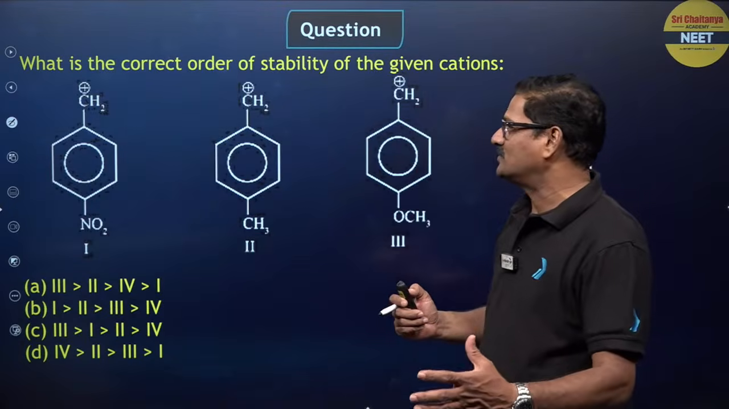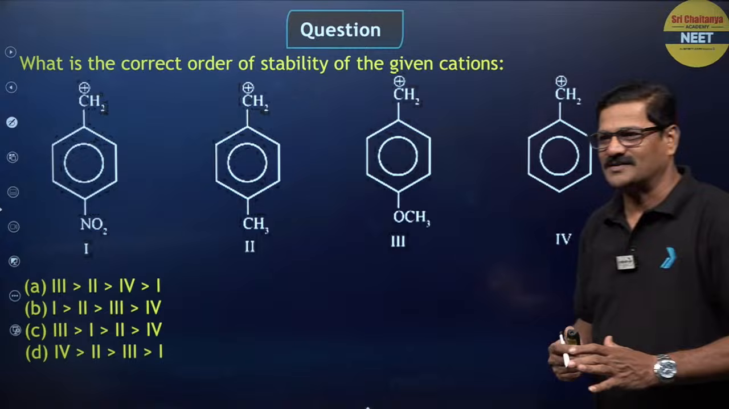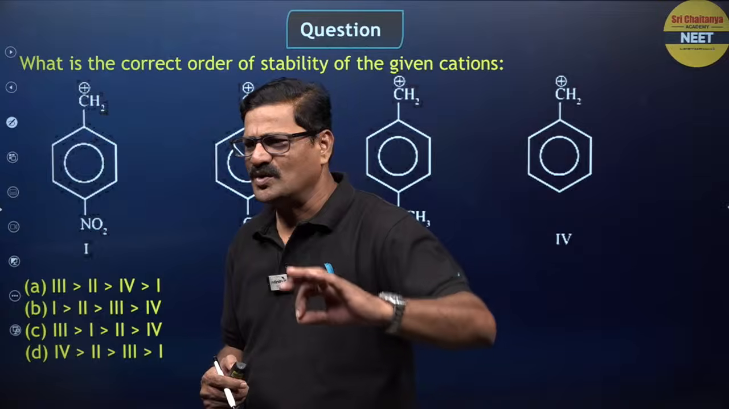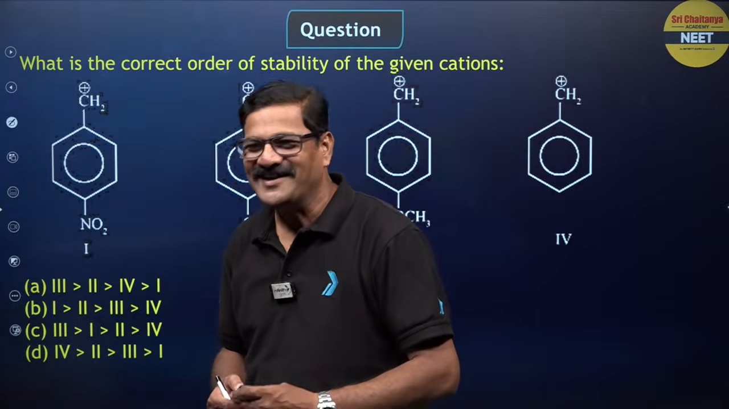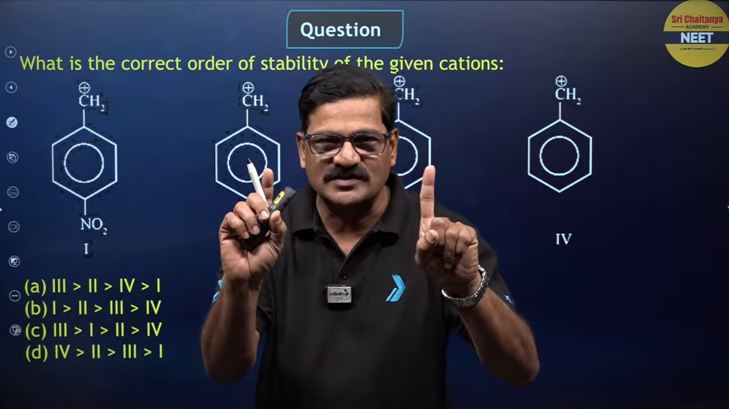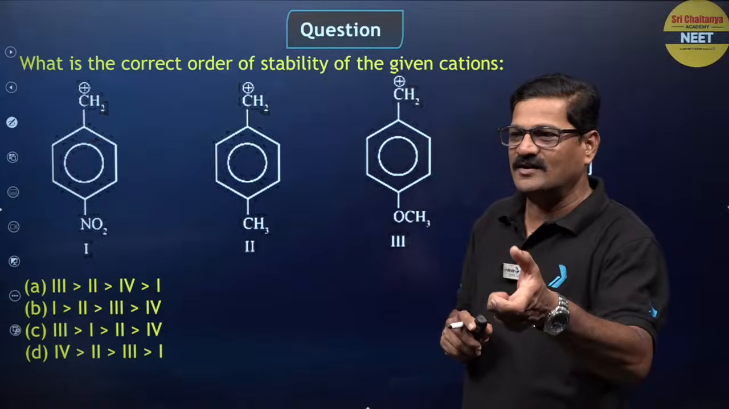Children, one more question: which is the correct order of stability of carbocations? The CH2 present between 2 C double bond O is called the active methylene group, which has acidic hydrogen.